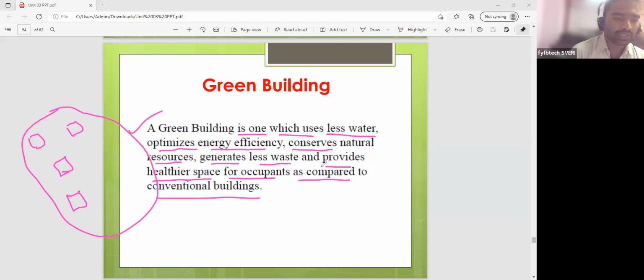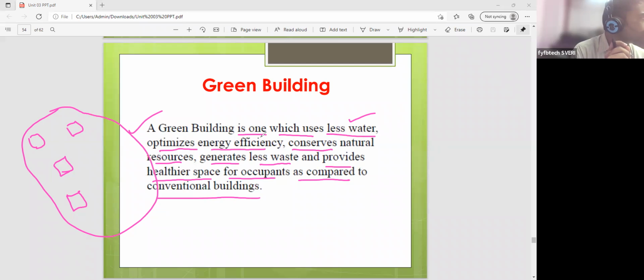The building uses less water, so the consumption of water is less. It optimizes the energy efficiency. It gives only as much energy as is needed, so it is not wasting energy. Then it conserves natural resources: whatever natural materials are available, it uses those. Then it generates less waste, and provides a healthier space for occupants.